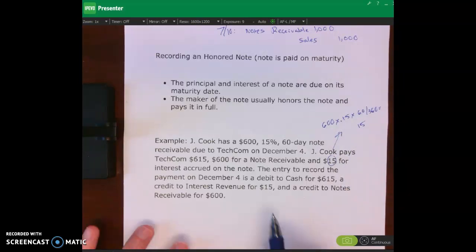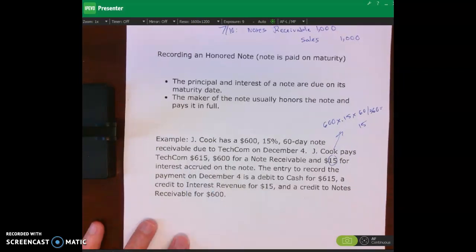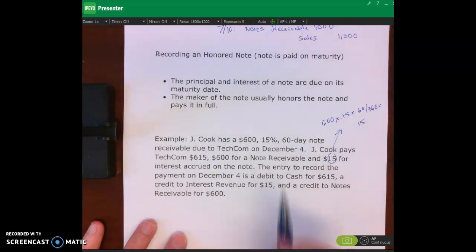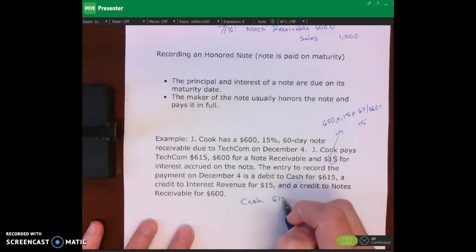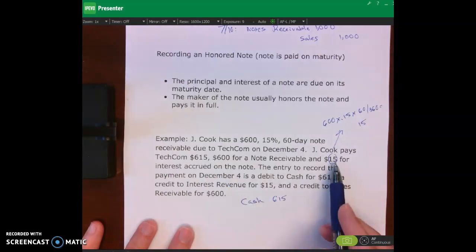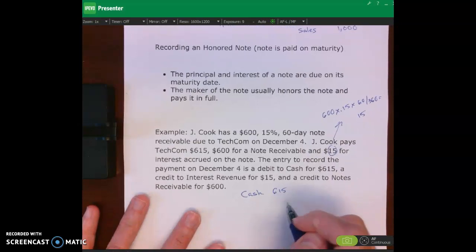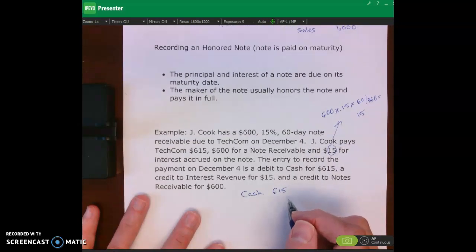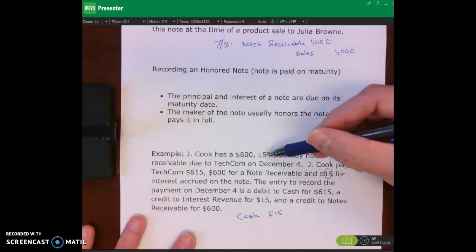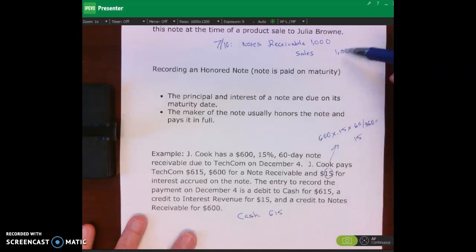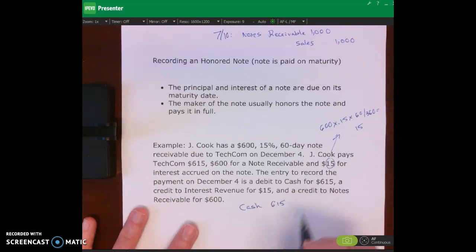Okay? So when we get paid, and we're TechCom in this situation, we're getting paid by J. Cook. We come over here and we debit cash for our $615, which is equal to our principal of $600 plus our $15 interest. And then we no longer have the note receivable, right? Because when we made the sale, just like up here, we debited notes receivable for $600 and credited sales for $600. We no longer have that notes receivable, so we credit notes receivable.